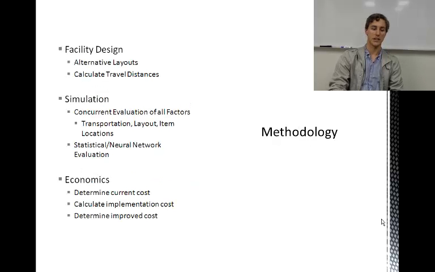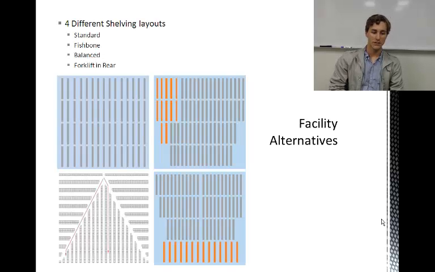So the way I'm going to go about doing this is by generating several facility layouts, including the one that they currently use, and calculating the travel distances from the pickup and drop points to each location in the warehouse. And then I'll run a simulation on all the factors that are under consideration under different layouts, and then generate some statistical tests using a neural network to evaluate the changes. And then I'll use economic analysis to make a 5-year ROI with net present value to make a final decision on the best alternatives.